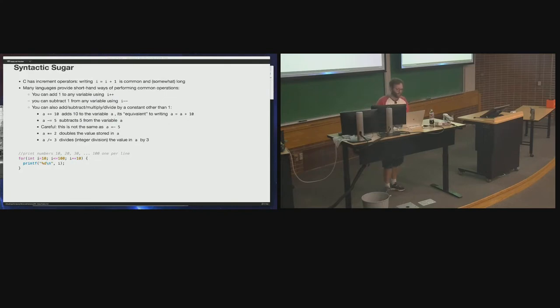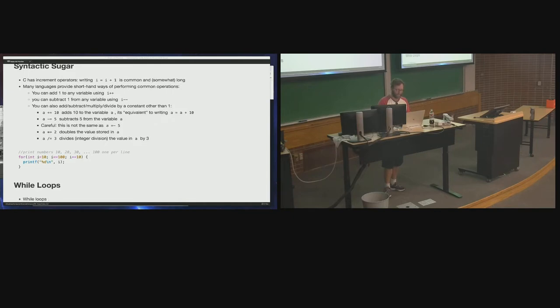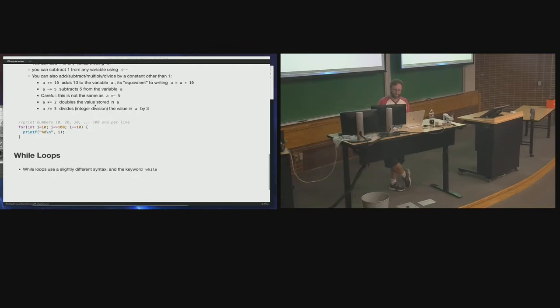There's another loop control structure. There are a couple of others, but we're only going to cover the other one, while loops. So while loops use a slightly different syntax. And the keyword, what do you think here? If a for loop uses a for, a while loop should use a while, exactly. And you've got to spell it right. There we go. All right.